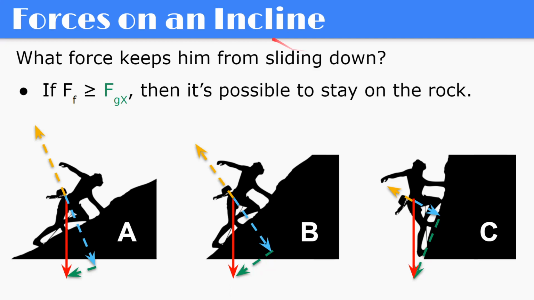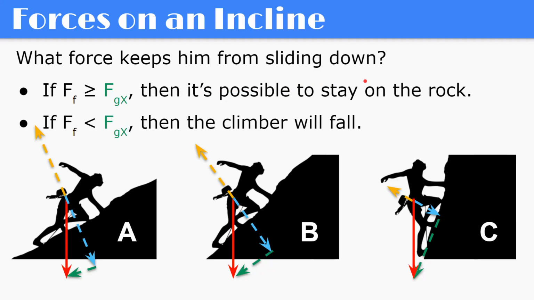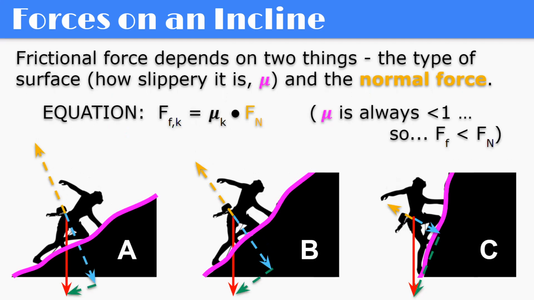Okay, if the force of friction between him and the surface is greater than or equal to that horizontal component of gravity, which is this green one right here, then it's possible for him to stay on the rock. But if he doesn't have enough friction, then he will slide. Okay, if he doesn't have enough friction between him and the surface, he will fall, he will start to slide downhill. So ultimately we need to start looking at friction. Okay, so frictional force depends on two things.